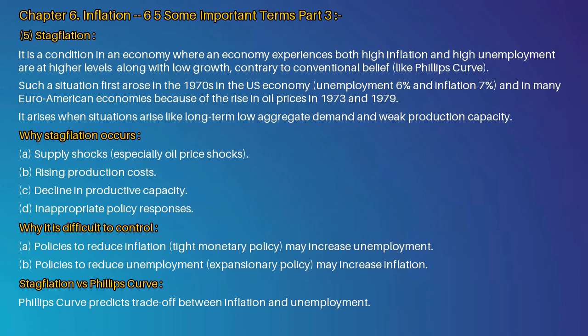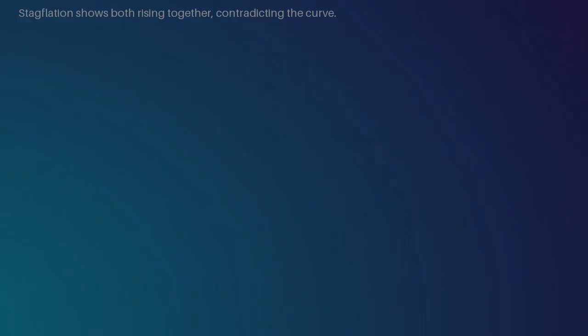Stagflation versus Phillips curve. The Phillips curve predicts a trade-off between inflation and unemployment. Stagflation shows both rising together, contradicting the curve.